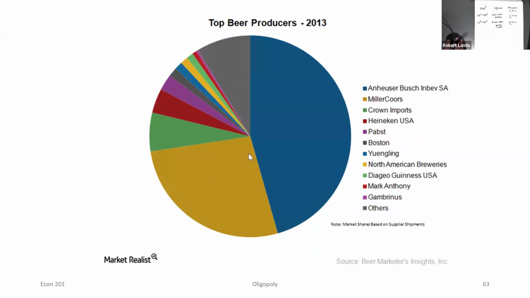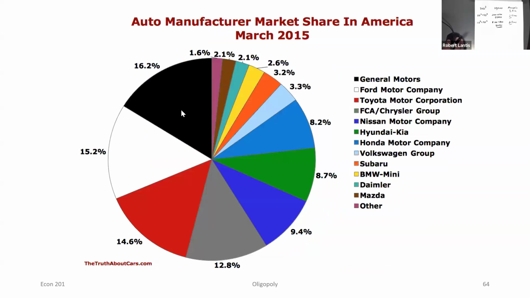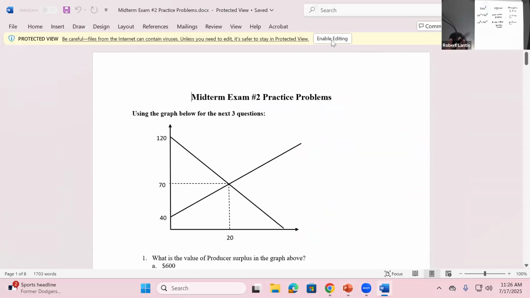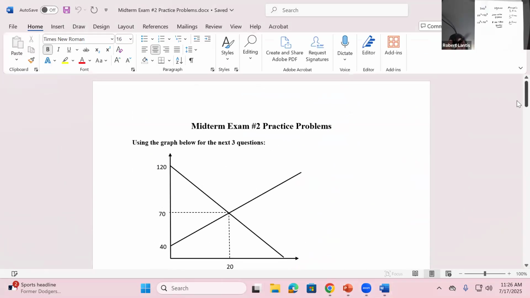Beer producers, you have 2 major players, but then a lot of other companies, right? So this HHI, we could go through, square every firm's market share, add them up. A less concentrated one, here we've got several major players in the automobile industry. We have a lot of smaller players. So all of these, we could use these market shares to calculate the HHI. So let's look at the types of problems that you could be asked about this on the exam.